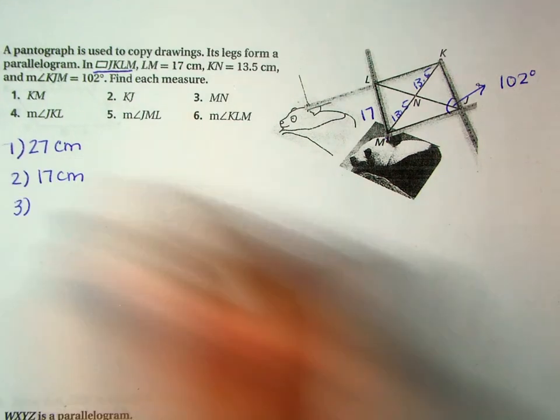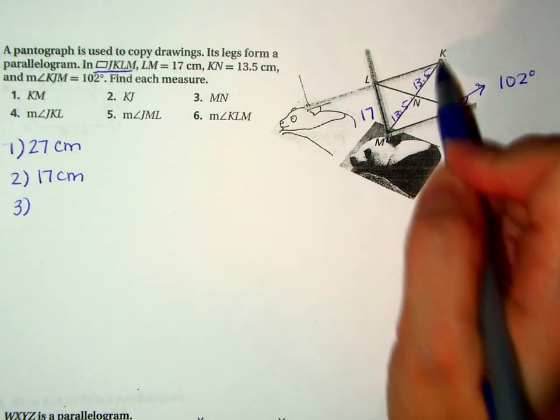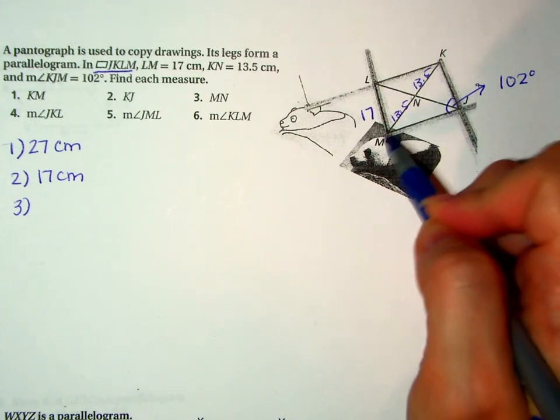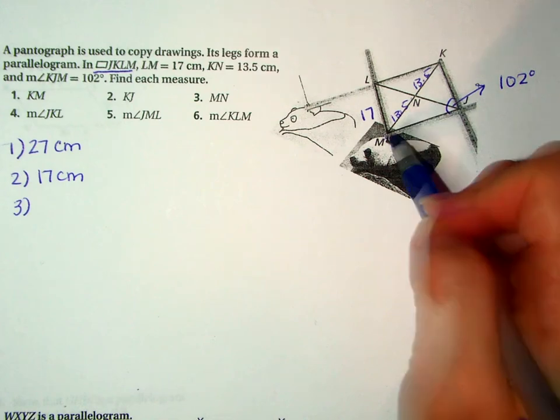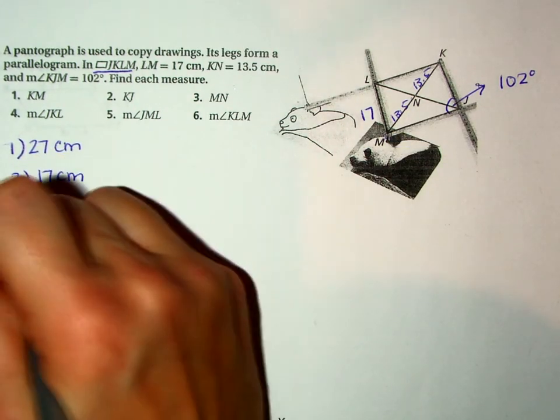Number 3, I've been asked to find MN. Now, we already had to do that to find out what this whole KM is. Remember, diagonals are bisected, so that means that this has to be half of its amount. So we're looking at 13.5 centimeters.